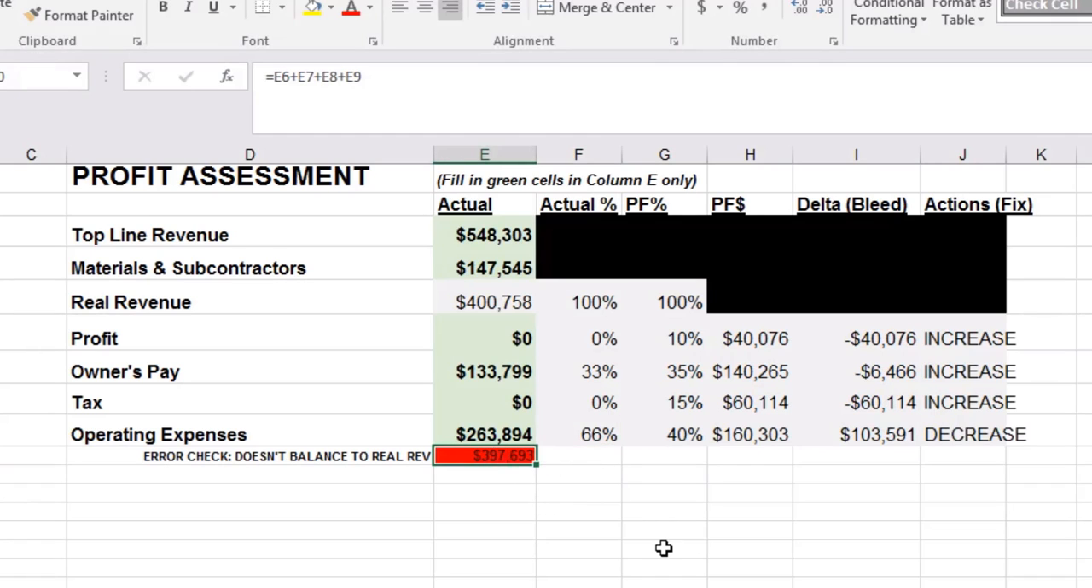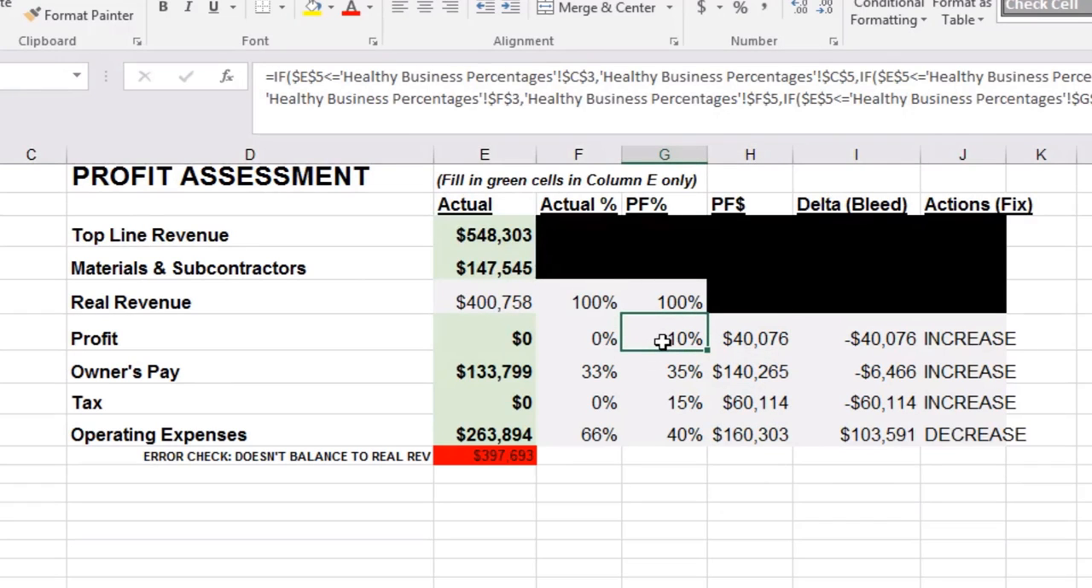Right here, this box is a check figure. We're really hoping that your number down here is very close to your real revenue number. Technically, in a perfect world, those numbers would exactly match each other. But since we're not worried about perfection in the instant assessment, we just want to get close. In this example, we're $3,000 off, so I'm good with that. Okay, column H calculates, based on the real revenue, if the business used the healthy percentages, how much would have gone to each account.